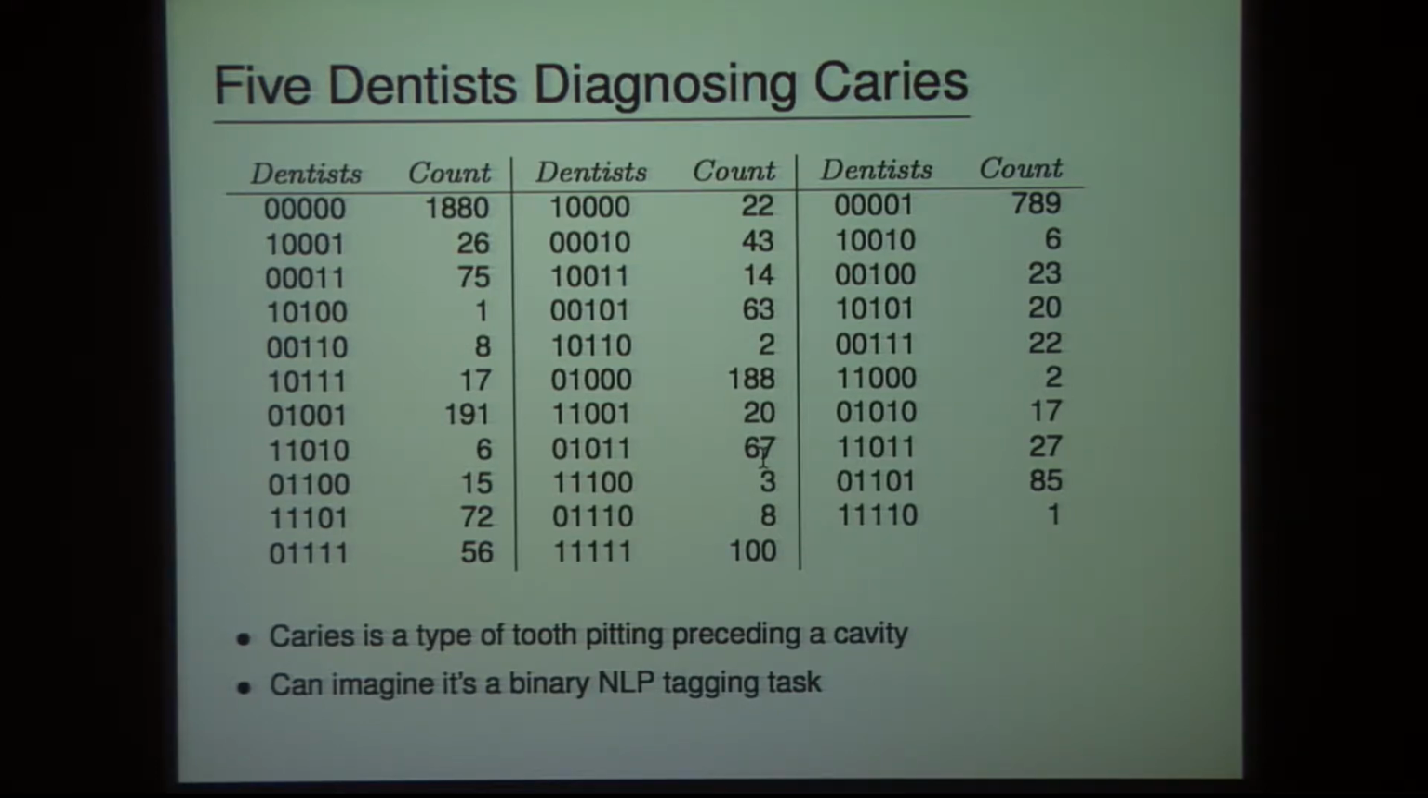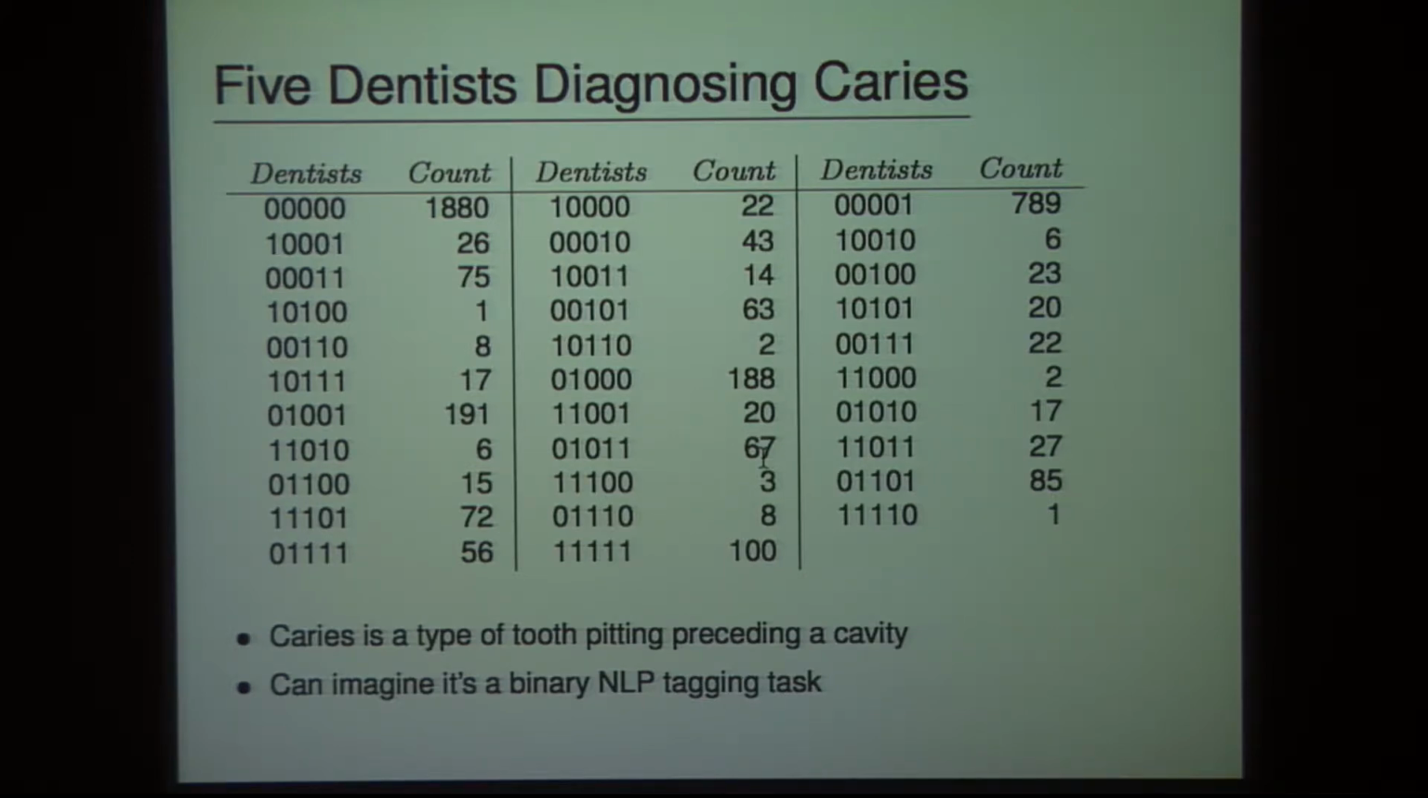So 5 dentists diagnosing caries here. The data is presented where you get the responses. There were 1,880 cases where all the dentists said no, and they were looking at x-rays, right? So this is a typical kind of annotation problem. It's in the real medical domain, not in the text informatics domain, but this is a common sort of test set for dealing with epidemiological models of combining different annotators.